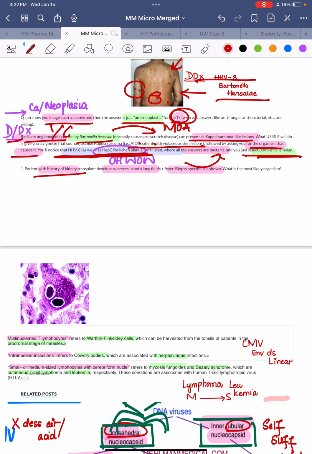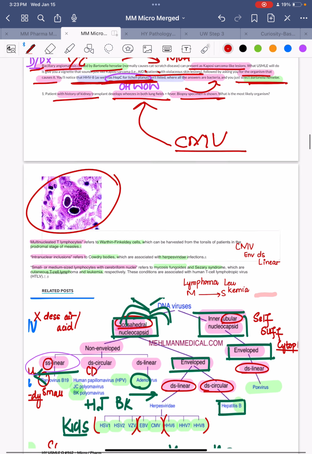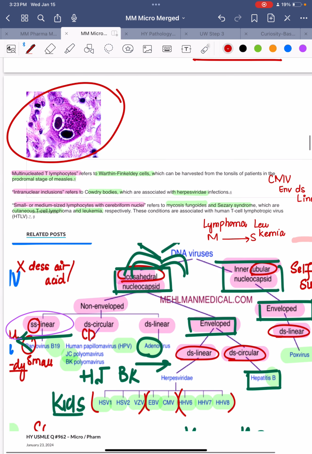Suppose you have a patient who has a history of kidney transplant and now has developed wheezing in both lung fields, and this is the biopsy specimen. Remember, the biopsy specimen shows this owl-eye-like appearance, right? This owl-eye appearance in the biopsy specimen tells you that this is basically a CMV infection, and this is CMV pneumonia in this kidney transplant patient, okay?